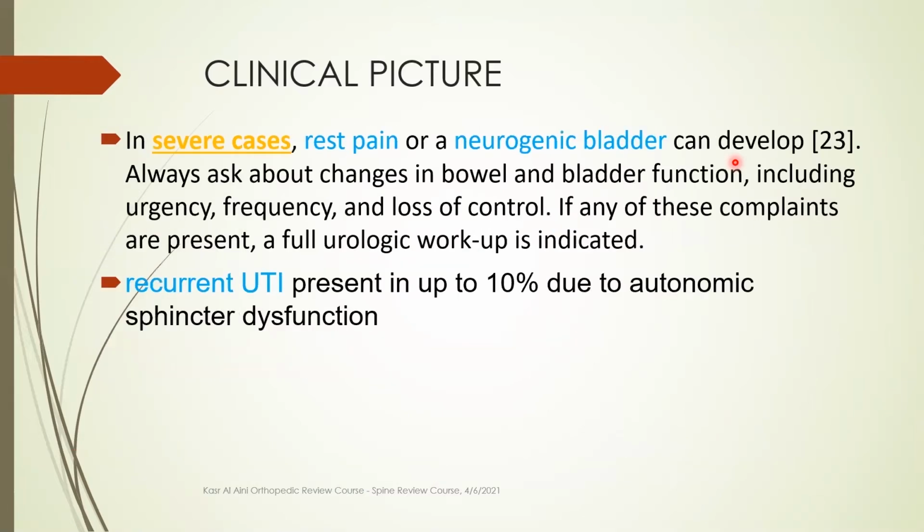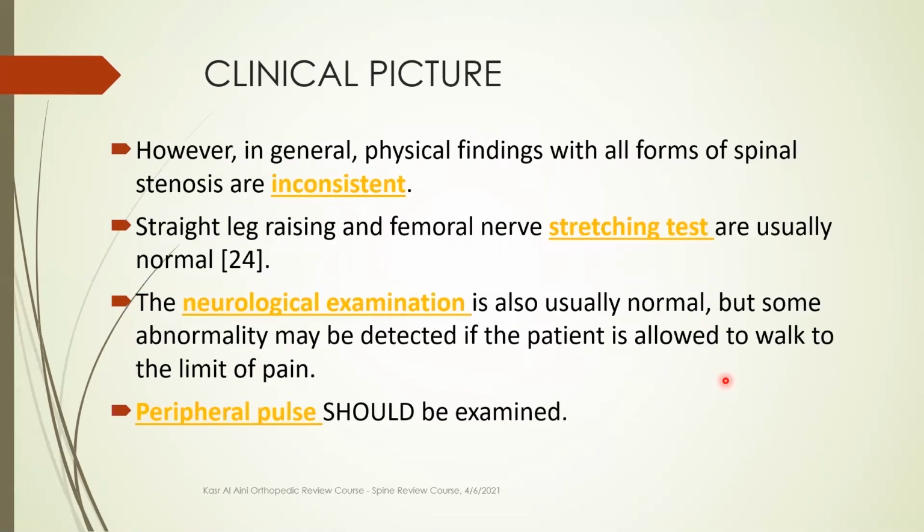central stenosis. In severe cases, rest pain or a neurogenic bladder can develop, so always ask about changes in bowel and bladder, including urgency, frequency, and loss of control. If any of these complaints are present, full urologic workup is indicated. Remember that there is recurrent urinary tract infection in up to 10% due to autonomic sphincter dysfunction.